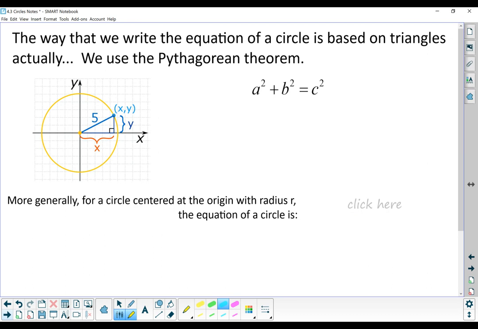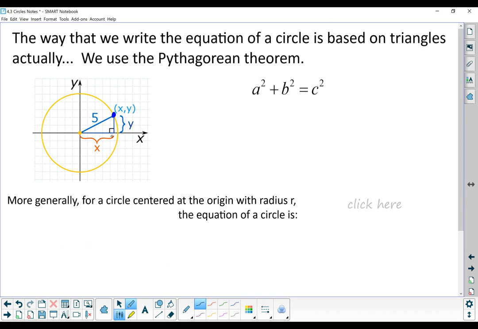What our goal is in this lesson is we want to be able to graph circles on a coordinate plane. So we're going to think about what their equation looks like. And the equation of a circle is actually based on triangles. So if I have a whole bunch of these points on the edge of the circle, I could call that point xy. And if you picture a right triangle here with the radius of 5, where the radius is the hypotenuse of the triangle, then you could think of the Pythagorean theorem.